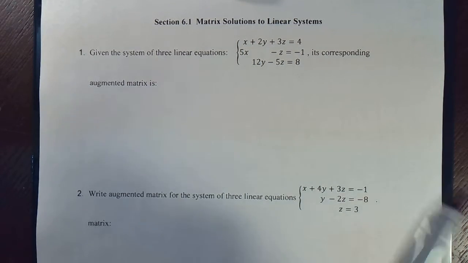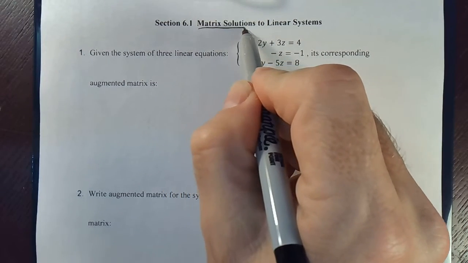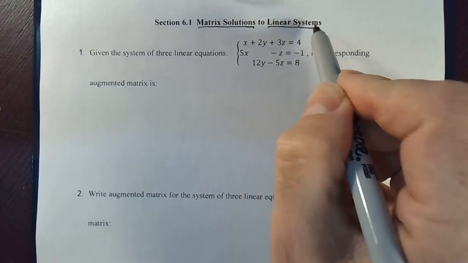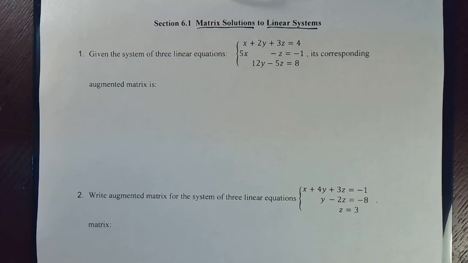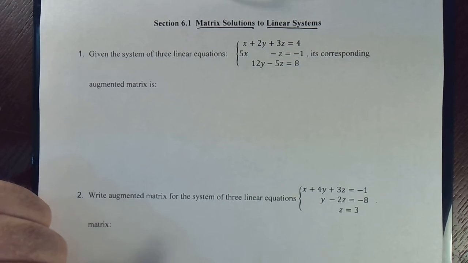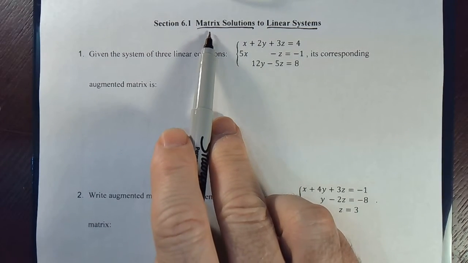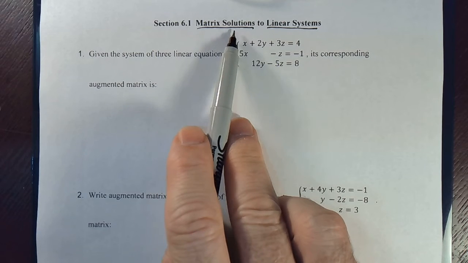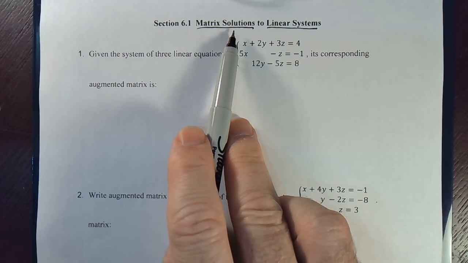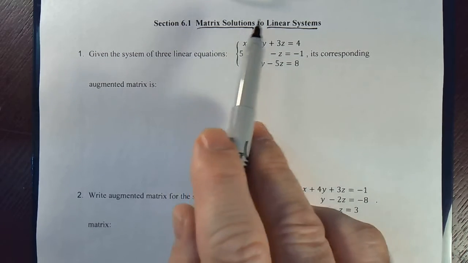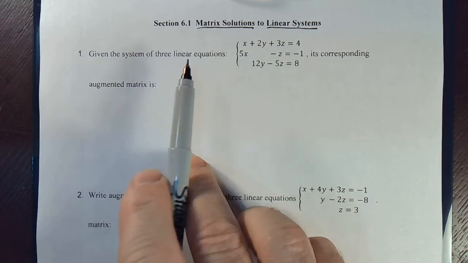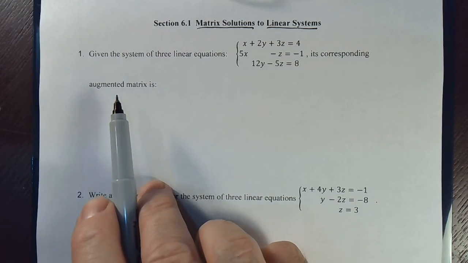In this chapter, we're going to look at matrix solutions to linear systems of equations. So basically, we're going to be doing exactly the same thing we did in the previous chapter. We're going to be doing it, though, in a different way. And for those of you who have not seen a matrix before, all a matrix is, it's a rectangular array of numbers. That's all it is, and you'll see here really quickly in this first example.